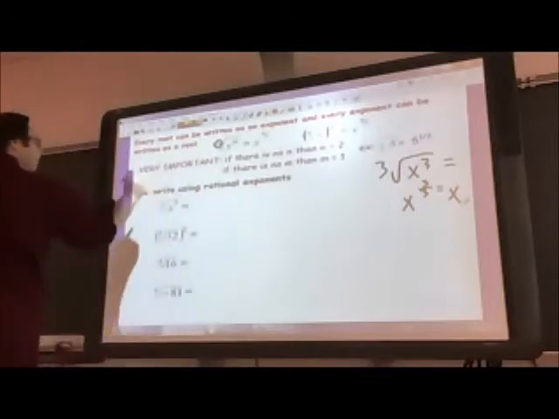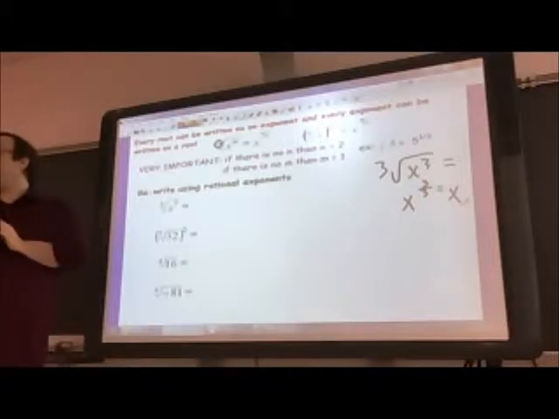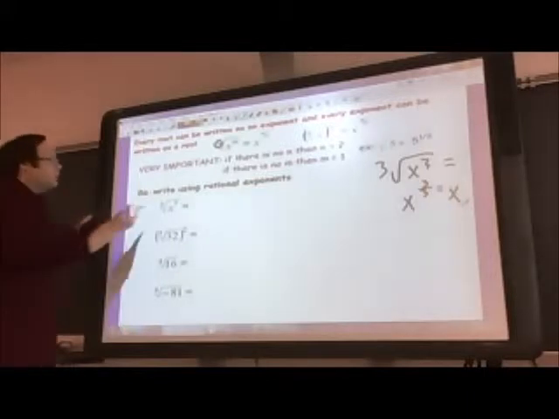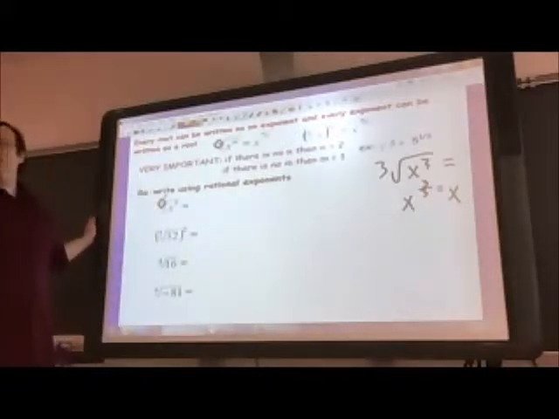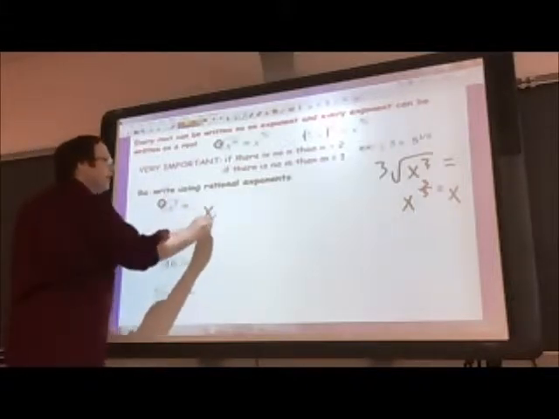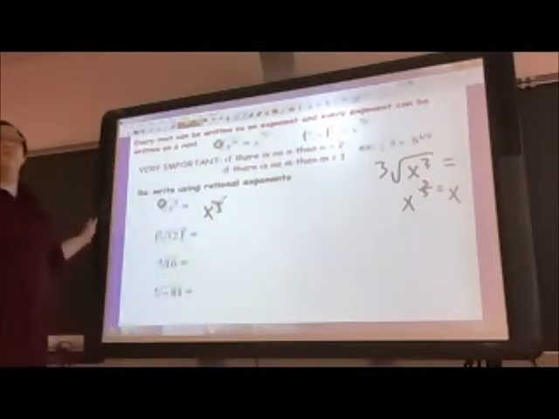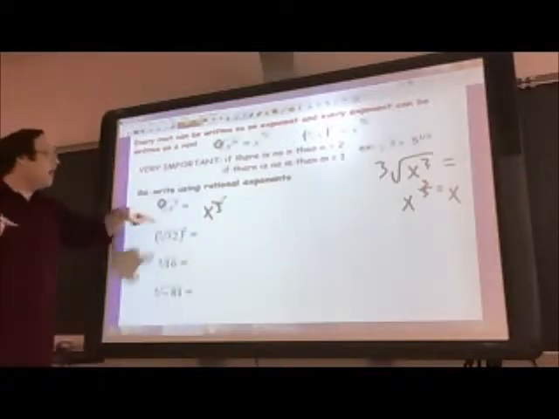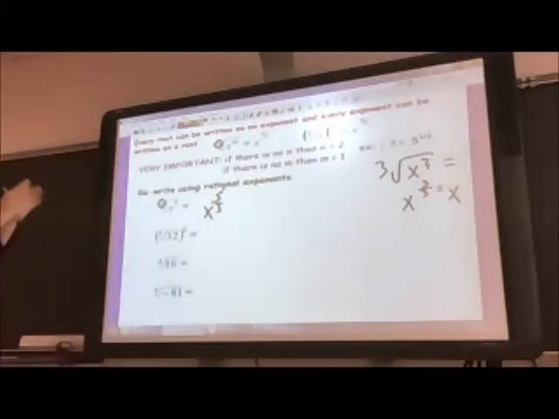So when we do a problem like this, how would I rewrite this as a rational exponent? Who wants to be brave? Okay. Well, what's the root out here is the 3. Does that go in the numerator or the denominator of the exponent? Denominator. That's where it goes. So we'll take the x out of the root, and we'll put 3 in the denominator. What goes in the numerator? 5. That's exactly right. And that is really just exactly how you do these.